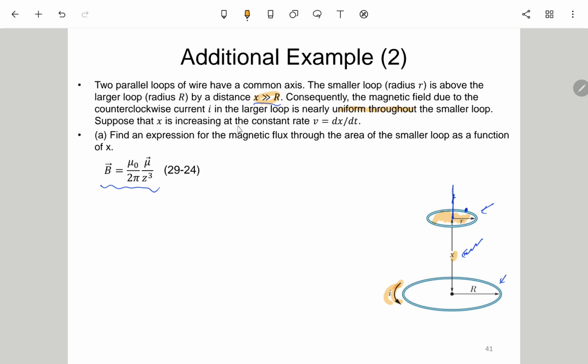Suppose that x is increasing at the constant rate v equals dx/dt. You may suppose this loop is stationary and this one is moving upward at constant speed v equals dx/dt. Part A: find an expression for the magnetic flux through the area of the smaller loop as a function of x. We just assume the B field there is uniform. Originally the magnetic flux is the integral of B dot dA, but we suppose all the B are uniform, pointing in the same direction, all the way upward. So it turns out to be B times A, for simplicity.